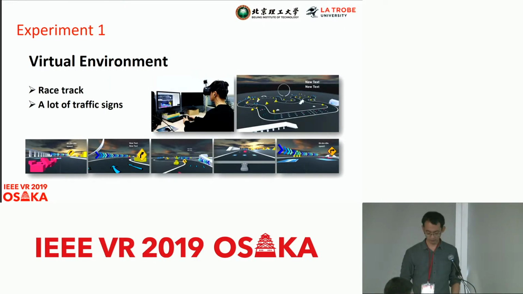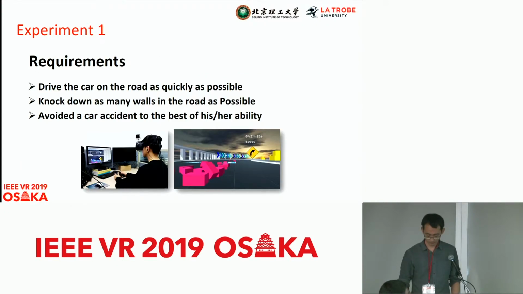As shown in these figures, the course is a racetrack, and the same track is used in the other experiments. The track consists of several left and right turns and many traffic signs on the road to show the directions to the drivers, and there are lots of walls on the road. When the participants are shown the virtual environment, they must drive with the following requirements: drive the car on the road as quickly as possible, knock down as many walls on the road as possible, and avoid a car accident to the best of their ability.